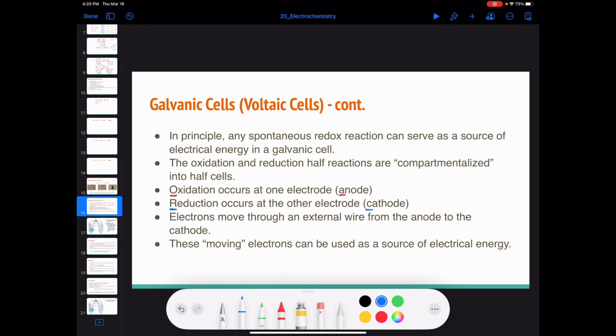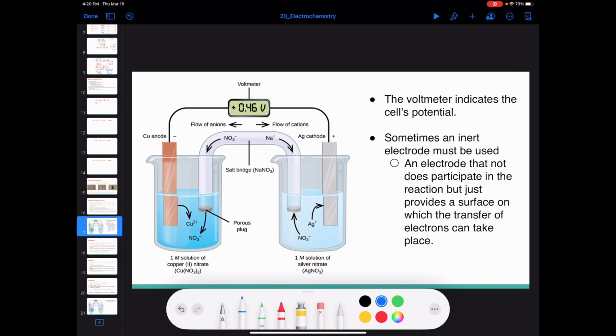And again, reduction and cathode both start with consonants, so pretty easy to remember that. And what's going to happen is the electrons are going to move from the anode, from whatever is being oxidized, to the cathode where things are being reduced. And as those electrons move through the wire, that movement of electrons is electrical energy, right? So this is what it would actually look like, okay?